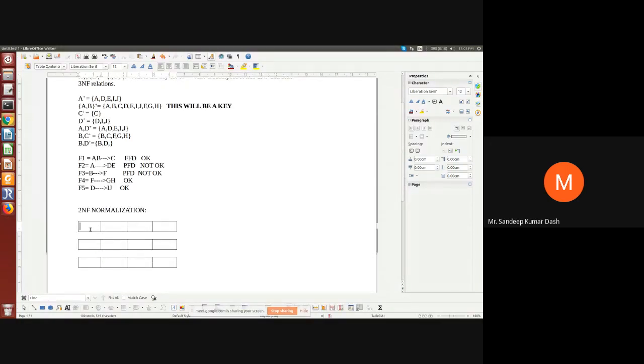So A and D, E are not okay, no? So I will remove them. I will keep them in a separate table. Now A will be the primary key, so underline it, and D and E will be the two non-prime attributes which are now fully functionally dependent on A. So in this case, there will be a functional dependency A determining D.